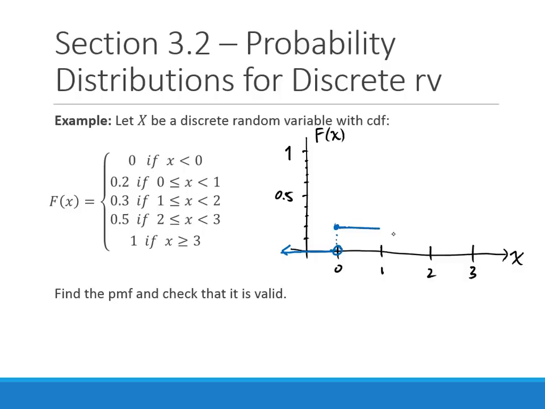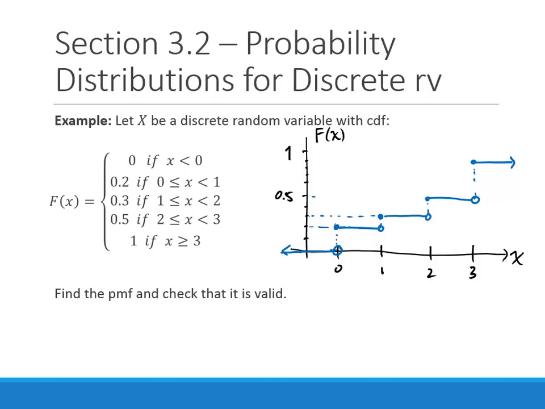Then I continue on. I have no more mass until I get over to 1, when I jump up again, now by three tenths, up to 0.5. Again, kind of the same looking picture as we saw before. From 1 to 2, I don't gain anything until I get to 2. I'm sorry, I've drawn the wrong picture here. We jump up just one-tenth here to 0.3, continue on, then we jump up to 0.5, and when we get to 3, we jump all the way up to 1, and the CDF will continue on at 1 until we get to infinity.